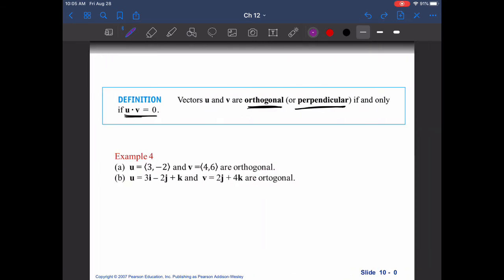All right, here, I talked about this page already. Again, vectors u and v are orthogonal if their dot product is 0. And so let's try one right here. Let's try example A, and I'll leave example B for you to try. So example A is u dot v, and that's going to equal 3 times 4 plus -2 times 6. There's our dot product. So this is going to be 12 minus 12, and that's going to be a 0. So therefore, they are orthogonal.